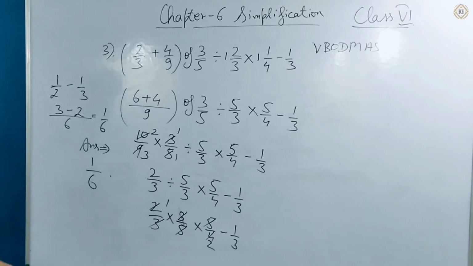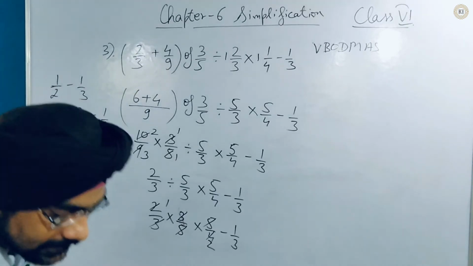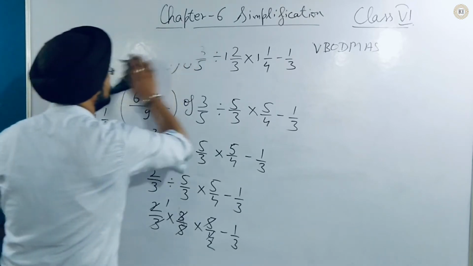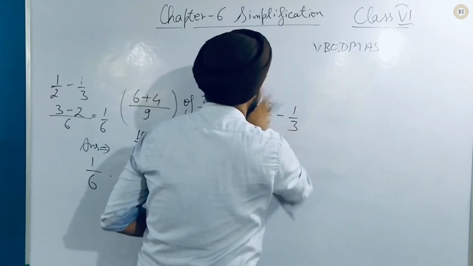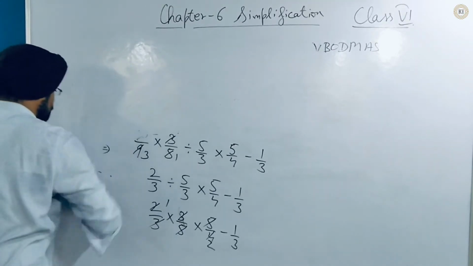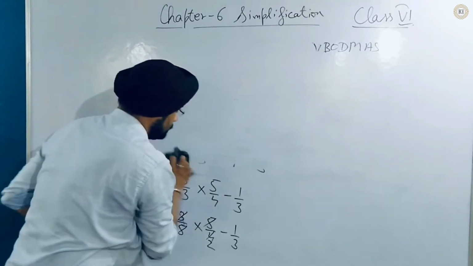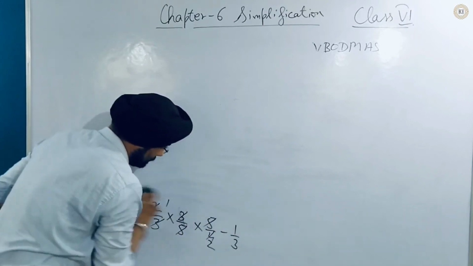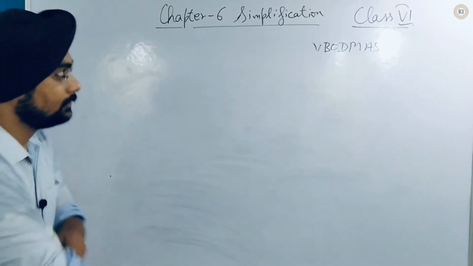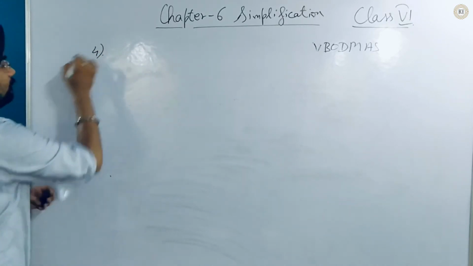So this is the method to solve the questions of simplification based on the rule of BODMAS. Now let us see the next question. Now see the next question, number 4.